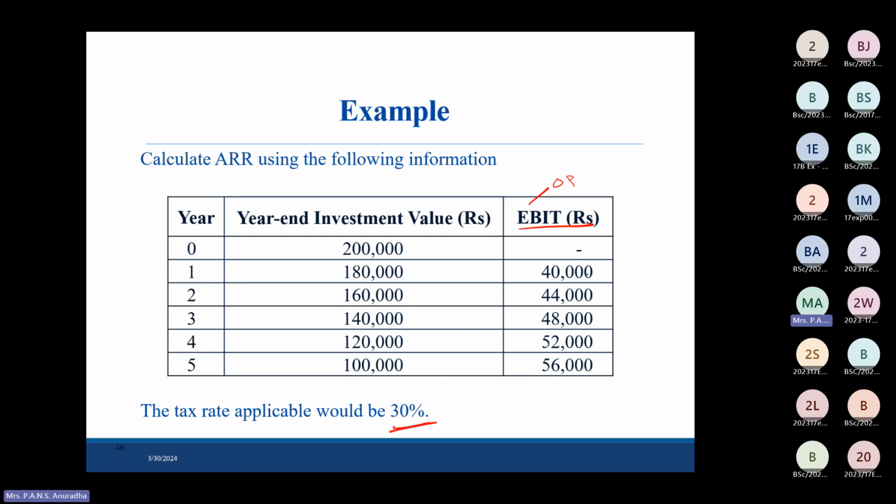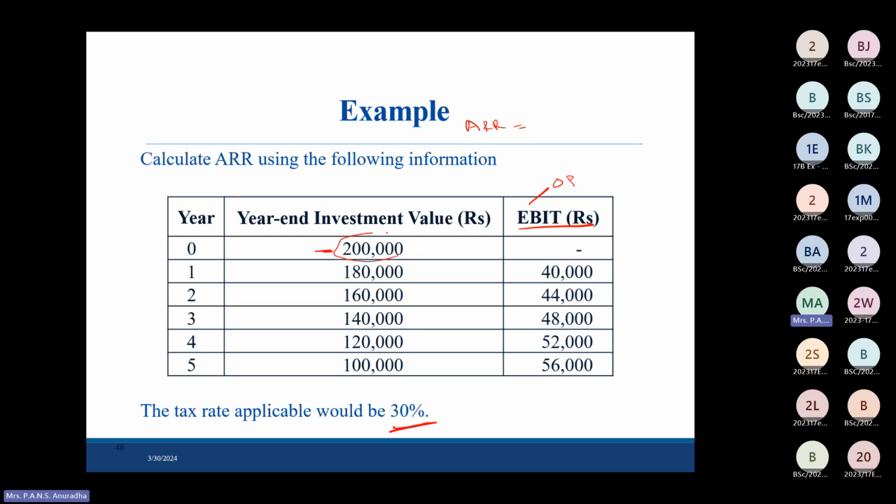So then you can calculate after tax profit, after tax EBIT for each year. After calculating this, you can calculate accounting rate of return. ARR, or the accounting rate of return, is equal to average after tax net operating profit divided by average investment. So here, average investment you can calculate.